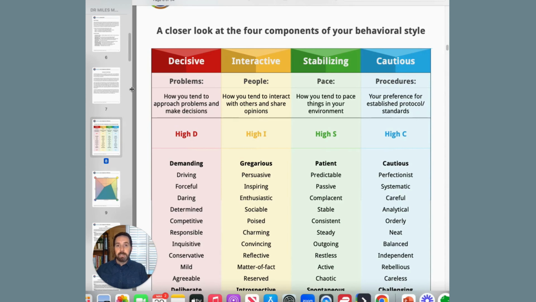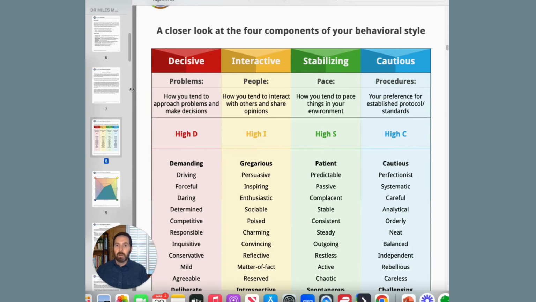Right? The high D got the ball rolling, and probably may even close that loop at the end to finalize the plans. The I made sure all the people that needed to be involved were involved. The S slowed things down for a minute to make everybody think about the different details or the different options out there. And then the C chimed in with those crucial details that some people may need to know.